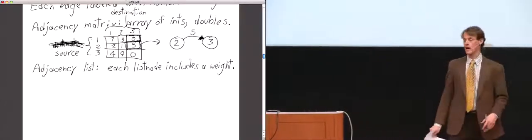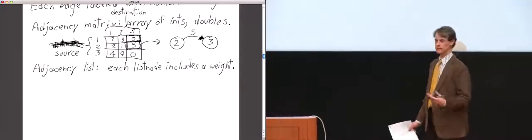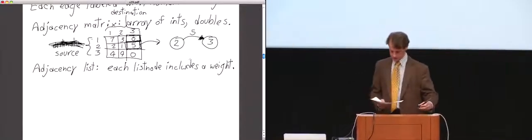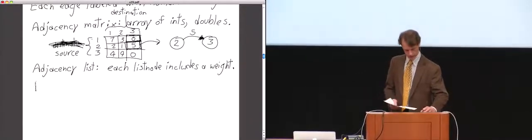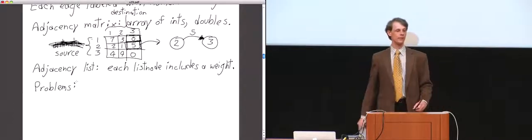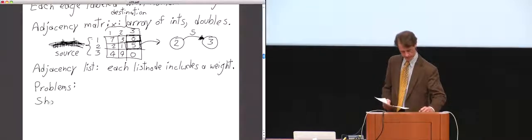So given that that's how we represent graphs, what are some problems that people care about solving that use weighted graphs? There's several. I will tell you about two, and we'll actually look at an algorithm for one. One of the classic problems involving weighted graphs is called the shortest path problem.